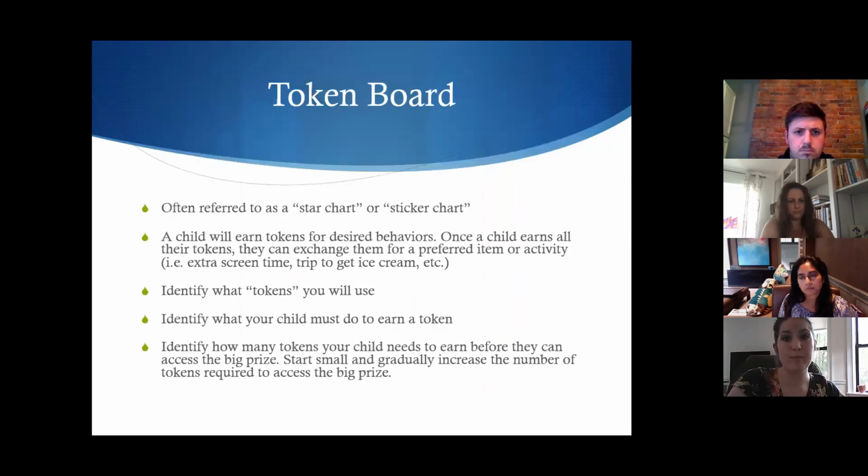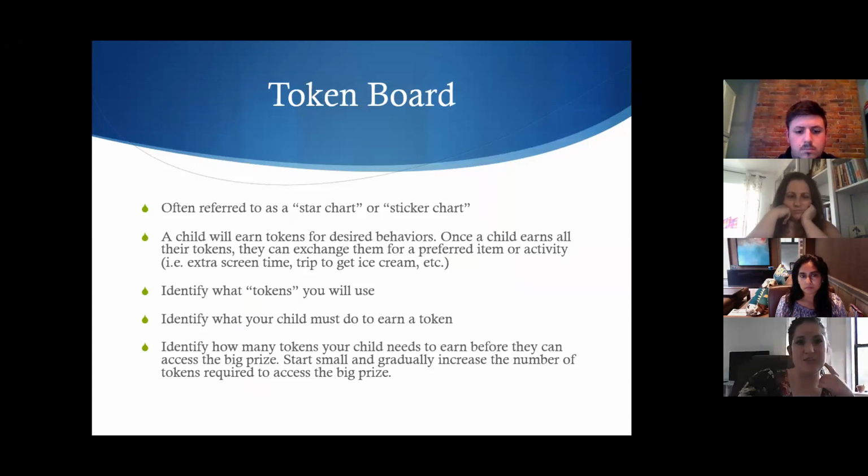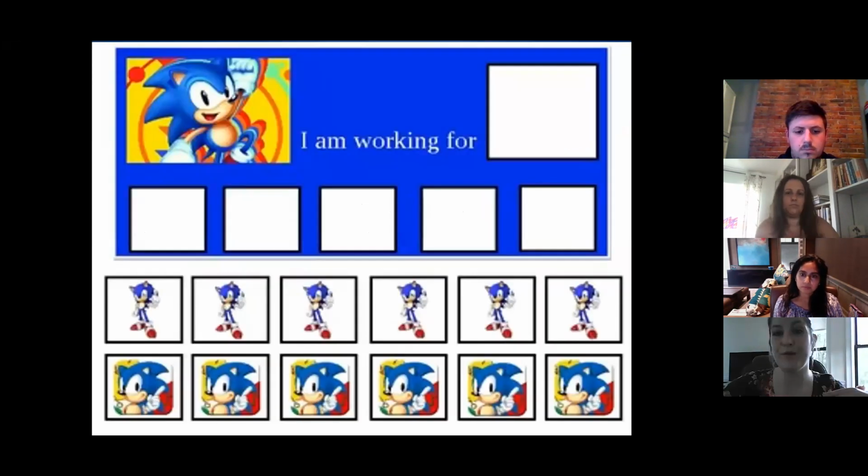So then you also have token boards, usually referred to in schools as star charts or sticker charts. Essentially, a child will earn these little tokens, and a token can be anything. I've used stars, stickers, really liked, funny looking paper clips, Disney characters, things like that. So once you identify what the token is, I skipped ahead, but here's an example of a token board. Here's a Sonic the Hedgehog token board where each of these little Sonic visuals is a token.